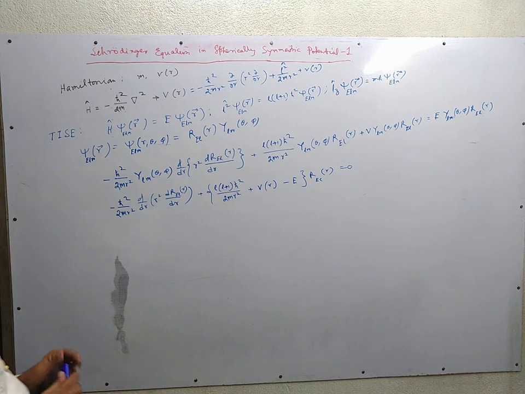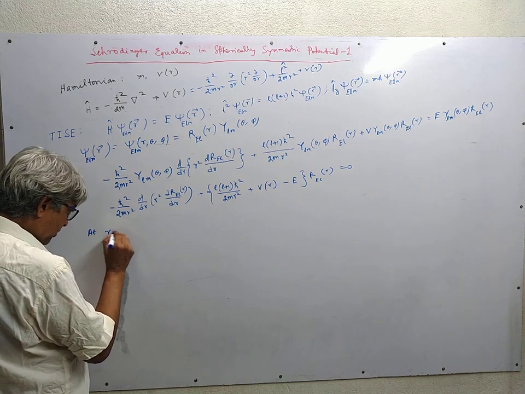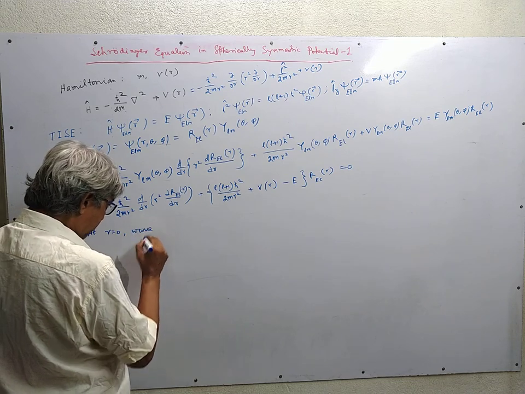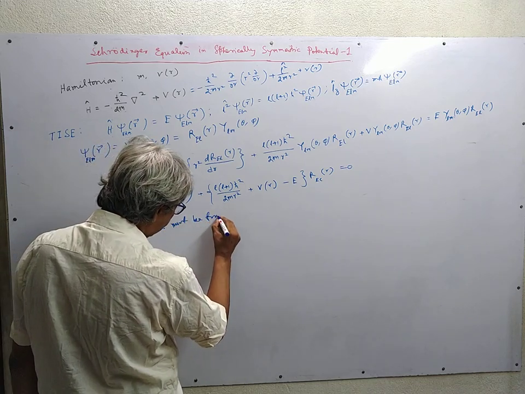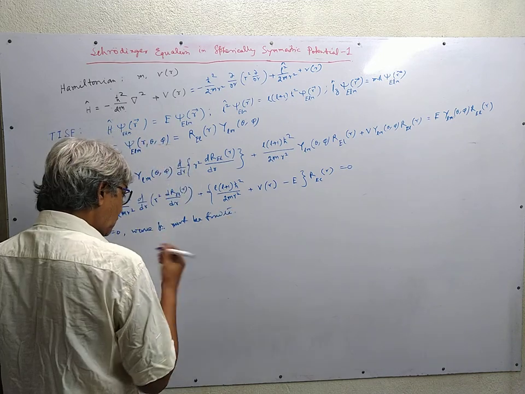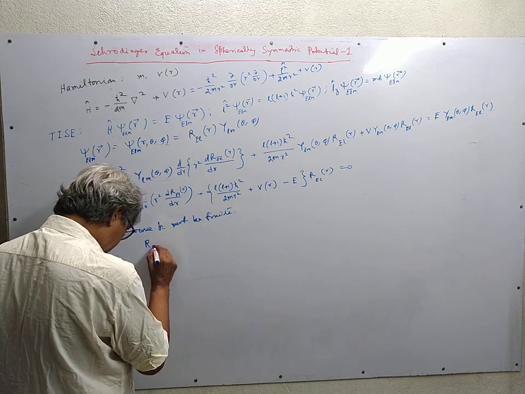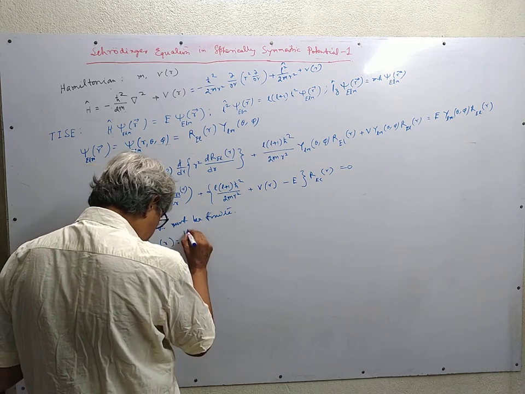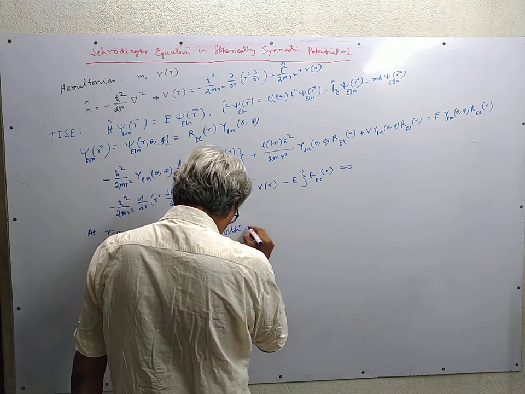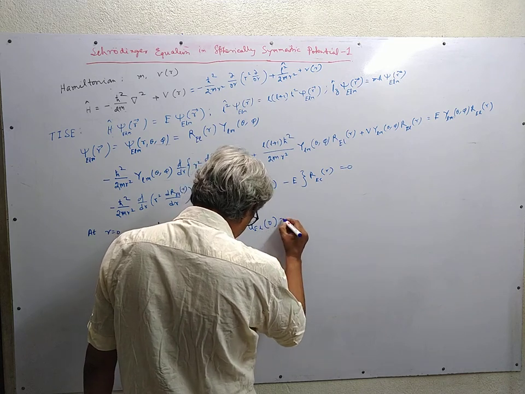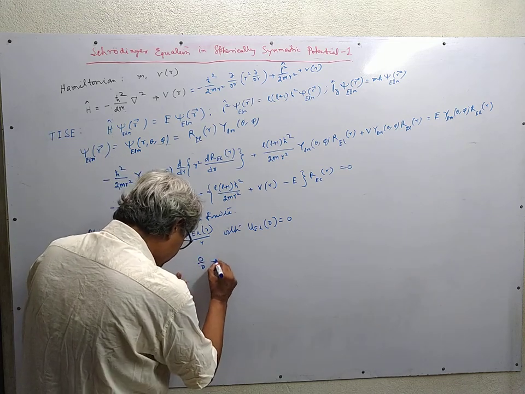Now, one more condition has to be satisfied. At r equal to 0, the wave function must be finite. So, to ensure this, we write the radial equation as R_El of r is equal to U_El of r by r, with U_El at 0 equal to 0. So at the origin, the wave function is of the form 0 by 0, which is finite.